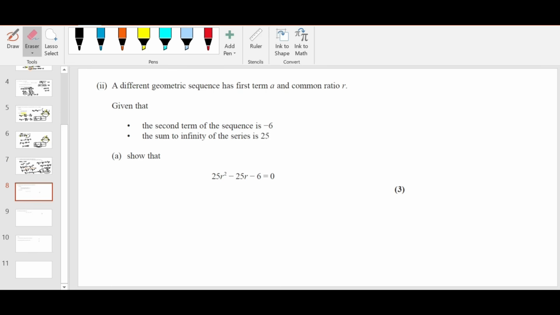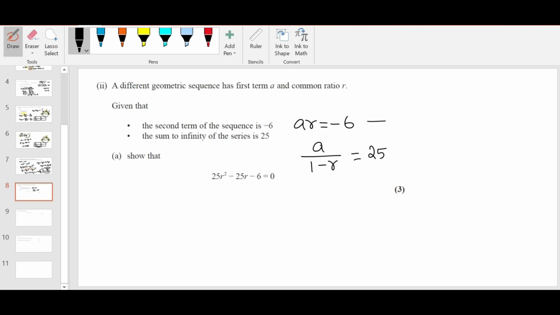A different geometric sequence has first term a, common ratio r. The second term is 6. We can write the second term as ar. Sum to infinity is 25. Sum to infinity, the formula a divided by 1 minus r is 25. It's a simultaneous equation. We need to solve it. From here, you can find a is equal to 6 over r, and subbing into the second equation, it becomes 6 over r divided by 1 minus r is 25.